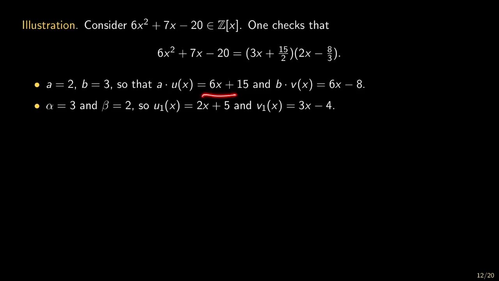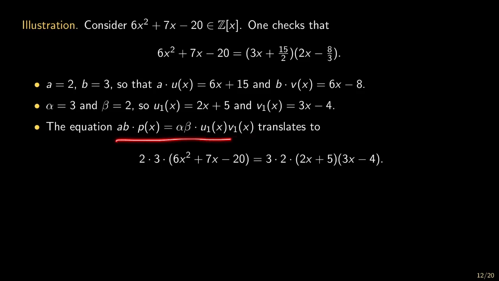Now, the resulting polynomials are now integer polynomials. They now have their respective contents. The content of this is now 3 because the GCD of 6 and 15 is 3. That's the alpha. The content of 6x minus 8 is 2. That's now the beta. What we do is we factor the content over here. So we factor out 3. What's left inside is 2x plus 5. That's u1. If we factor the content 2 from here, we get 3x minus 4 as the other factor.